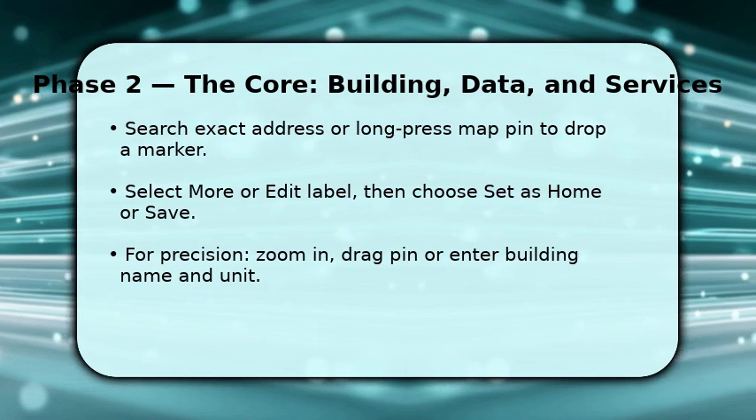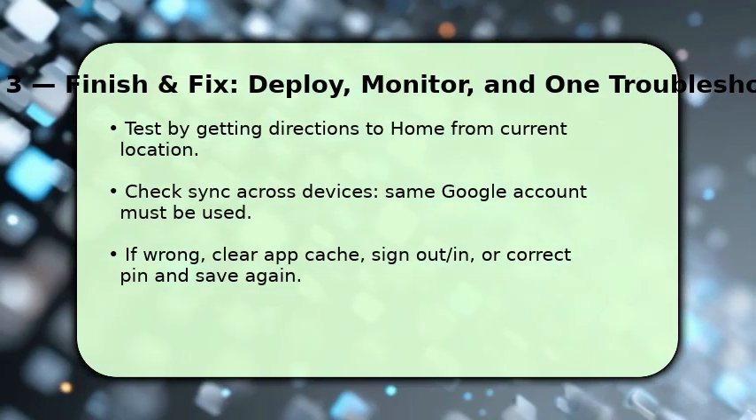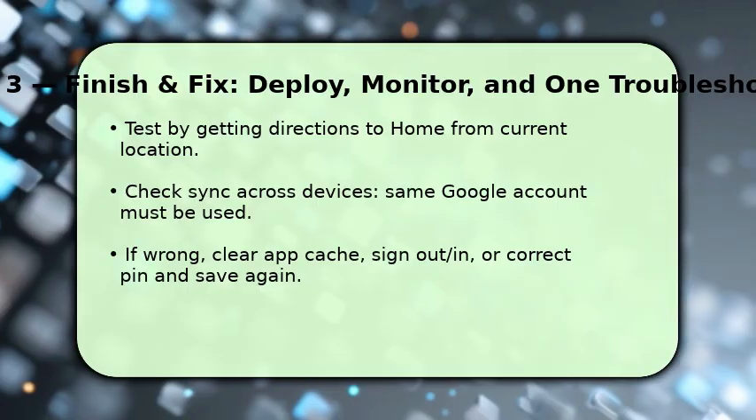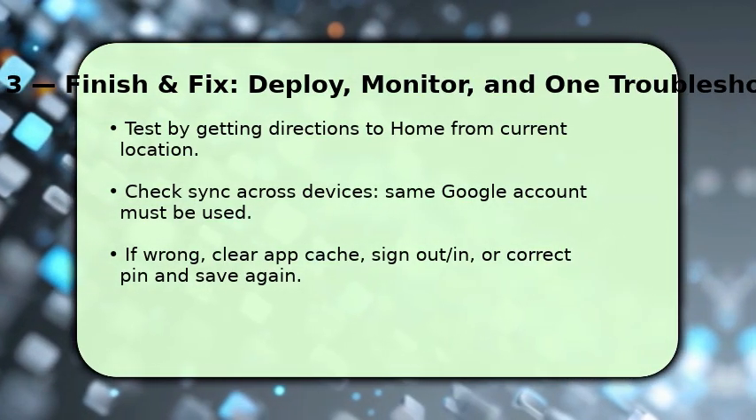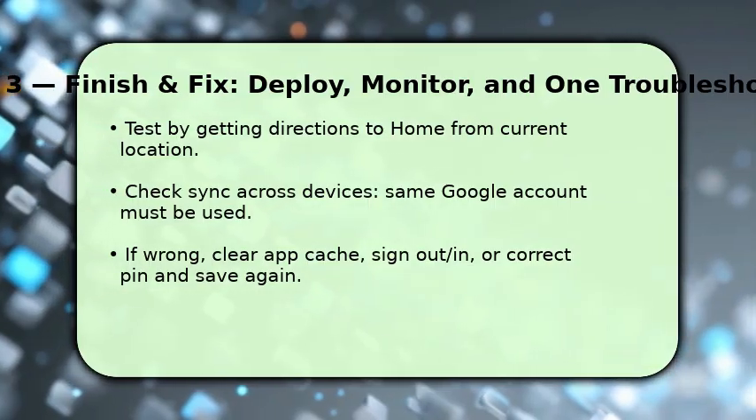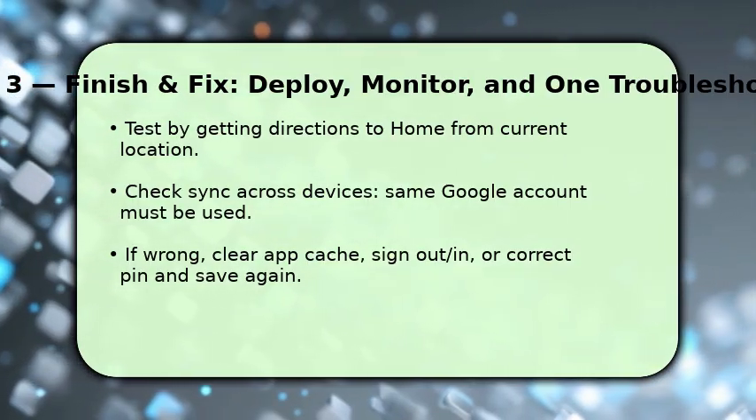Finish by testing directions to home to confirm the change propagated. Get route guidance and inspect the route origin and destination coordinates. Make sure every device uses the same Google account so the label syncs. Sometimes sync delays occur, so wait a few minutes.